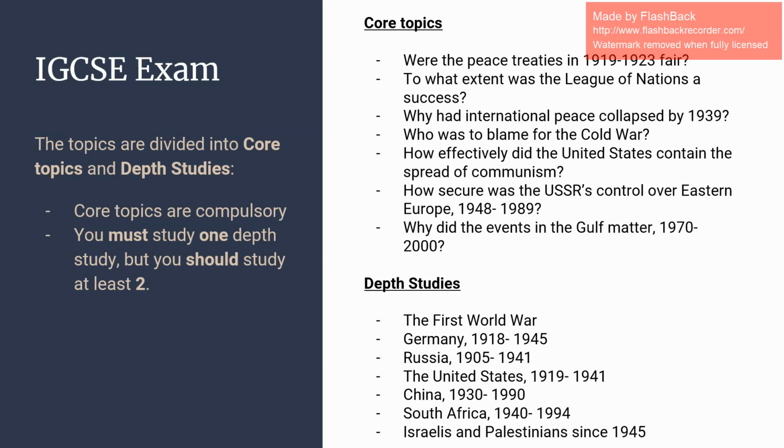And then you'll have the depth studies, which are, of course, everyone's favorite parts because they're the most interesting ones. You have the First World War, Germany, from 1918 till 1945. That's probably one topic that you're going to study or that you studied in school because it's elemental to know the rest of things that happened in Europe in the 20th century. Russia, which is also essential because you'll need to know it to understand the Cold War. The United States, very interesting, very easy, by the way. China, South Africa, and the conflicts between Israel and Palestinians.